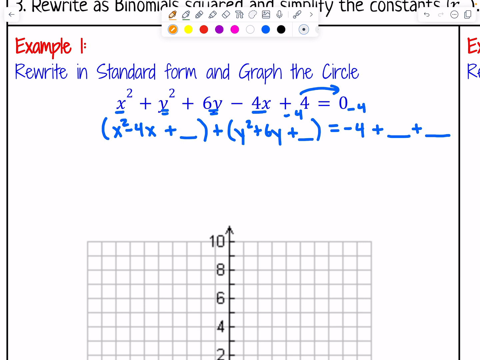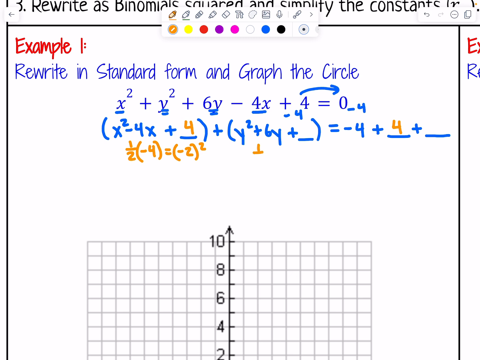We group the y's, we left room to complete the square, and we move the constant term over, and we left room to put the numbers there that we're going to put on the left. Okay, so the next step is to actually complete the square. Half of the middle term squared is what you want to remember. So half of -4 is -2, and then -2 squared gives us 4. Then just make sure to add that to both sides.